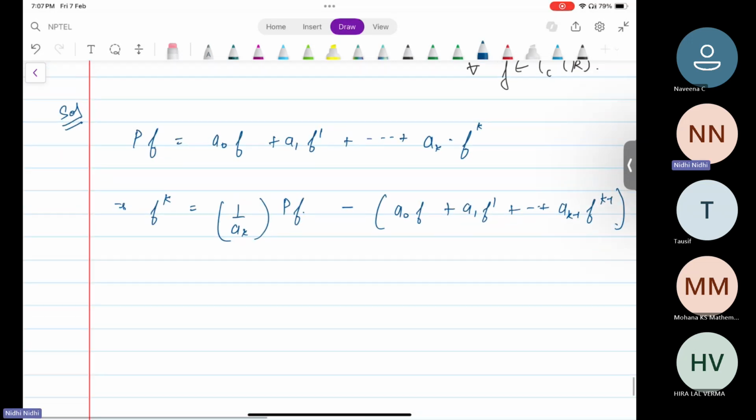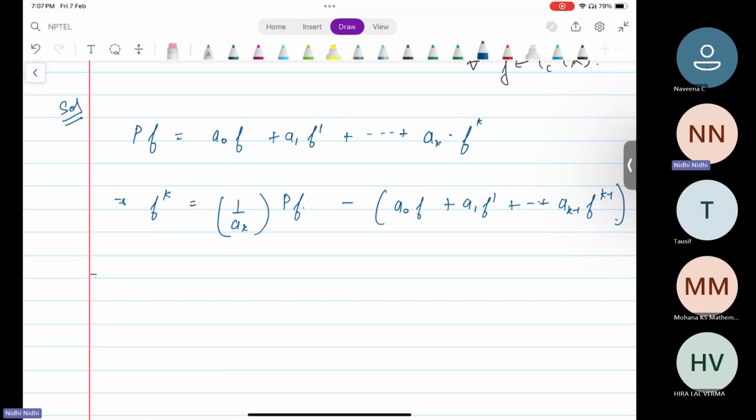So from here, if I see the supremum norm of f^(k), this is less than or equal to the supremum norm of 1 by a_k times Pf. So I'm using just the triangle inequality, plus summation i from 0 to k minus 1, the infinity or supremum norm of a_i times the ith derivative of f.